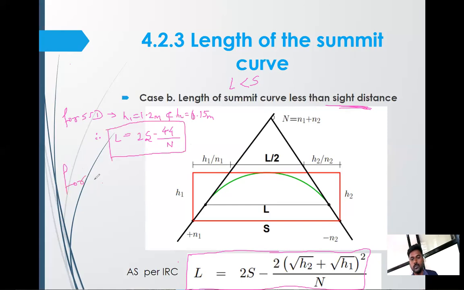And for OSD, h1 is equal to h2 is equal to 1.2 meter. Therefore, the formula will become L is equal to 2s minus 9.6 divided by n. Okay, write down these two formulae.